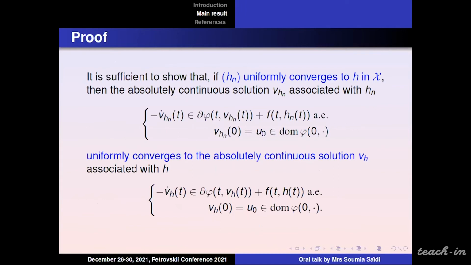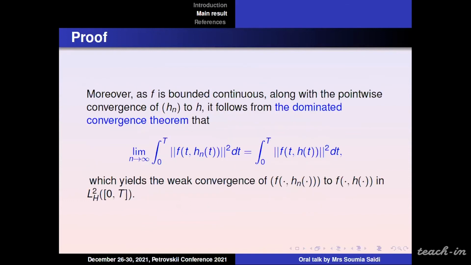Now we move to verify the continuity of the map. Let's go using the sequential continuity. If we take a sequence h_n that uniformly converges to h in the closed set X, then we are going to prove that the associated solution v_{h_n} converges uniformly to the absolutely continuous solution v_h associated to the first order problem governed by the subdifferential with the single valued perturbation.